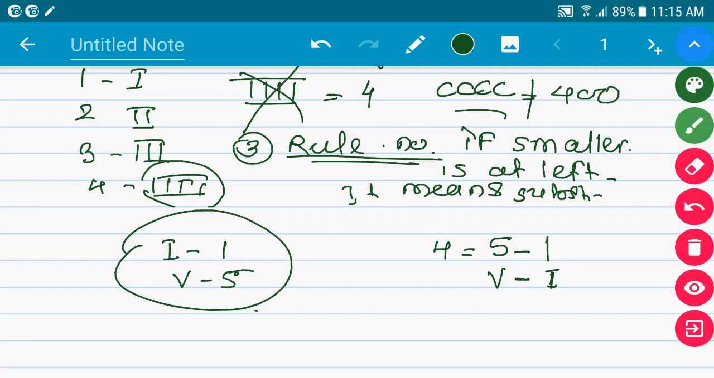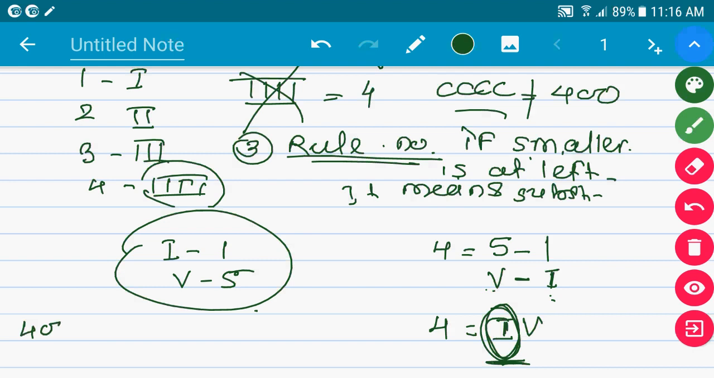5 means V, and 1 means I. So V minus I we have to do. And what is the rule? Smaller number should be at left. So how am I going to write 4? I first and V after that, because the smaller number should be at left.